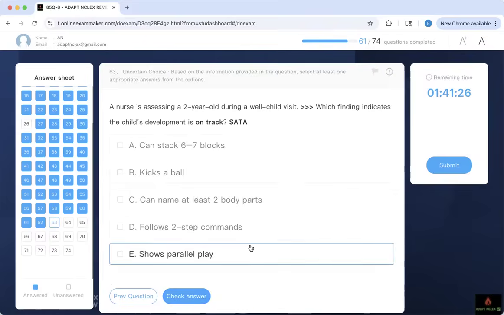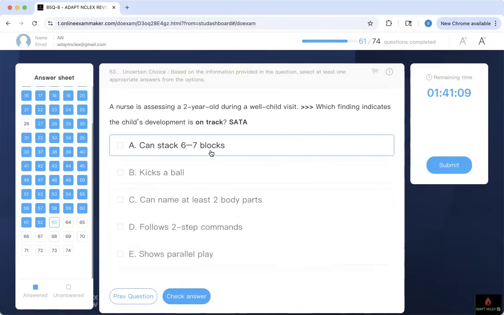And this is assessing a 2-year-old child going for a well-child visit: which finding indicates the child is developing on track? The way I study growth and development, when I see a 2-year-old, in every answer choice I'm looking for 2, 2, 2, 2. You can stack 6 or 7 blocks. There's no 2 there. Okay, I'm not 100% sure.